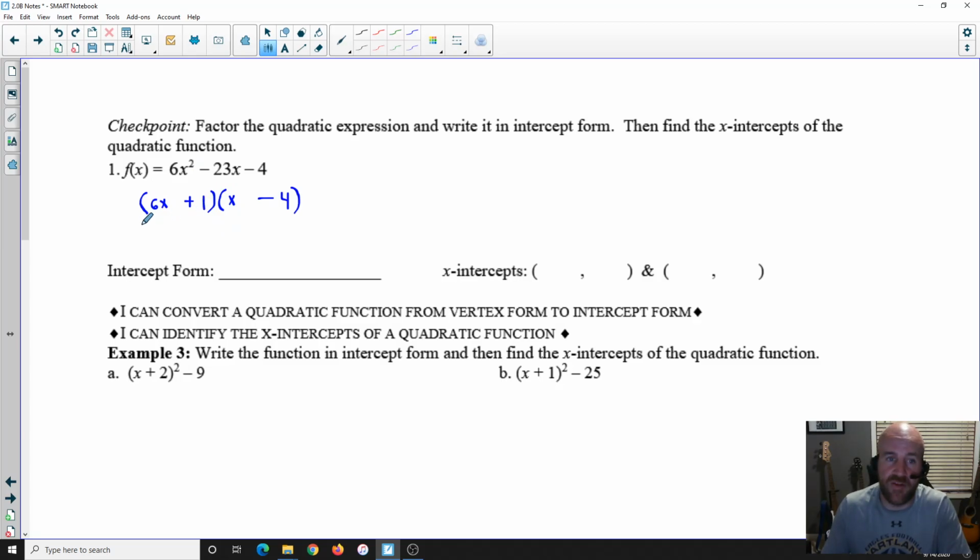We have one more step. We have to get this 6 out of here. So divide the 6 out. Ends up with a 1/6 and an x minus 4. Sorry, I meant to write that down here. That's the intercept form. And then the intercepts would be a positive 4 and a negative 1/6.